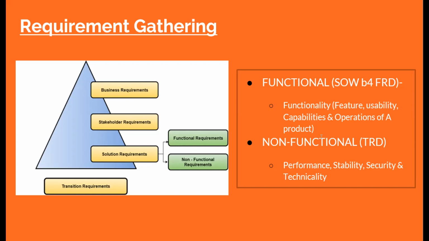Means all the functionality, how every click event or mouse event is happening, or any function that you see on the screen, that will become part of the functional requirement. And non-functional requirement has to do with the performance, stability, security, and technicality of it. Whatever is not part of function, such as performance, stability or load, can be considered non-functional requirement.